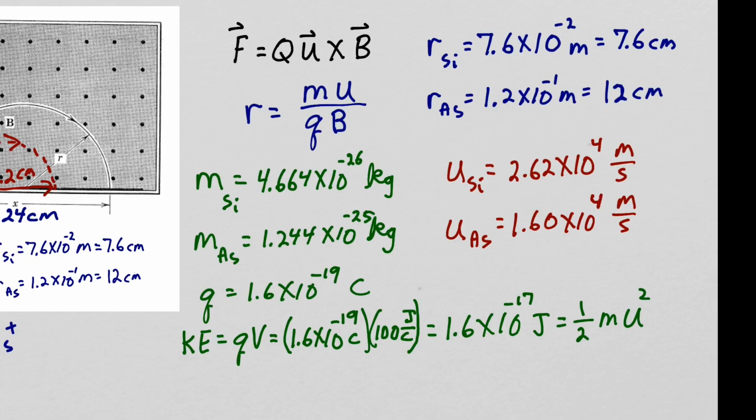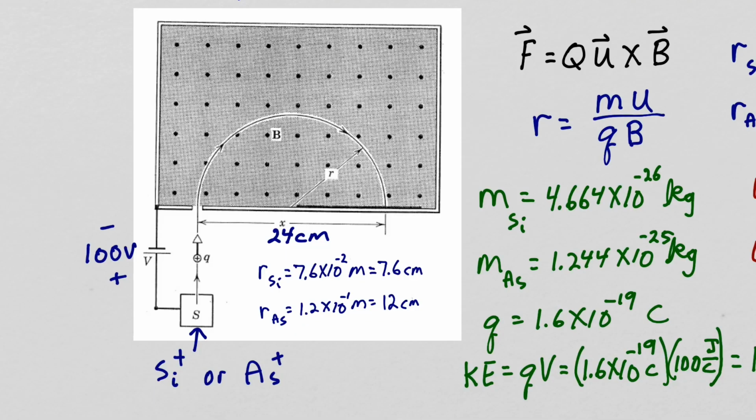So if the distance between where the species enters the magnetic field region and hits the screen is 24 centimeters, we know the species was arsenic. And if the distance is 15.2 centimeters, we know that the species was silicon.